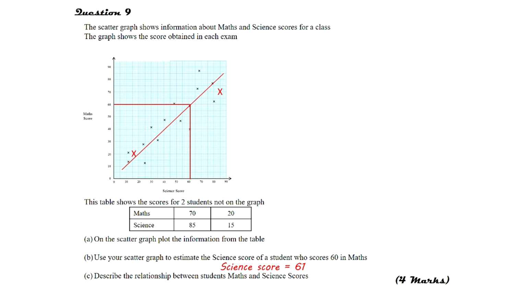Part C, describe the relationship between maths and science scores. Well, I can see that there's positive correlation, which means that a high maths score corresponds to a high science score, and as one is higher, the other one is higher as well.